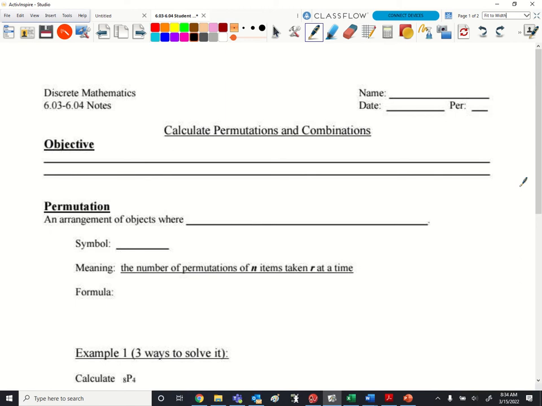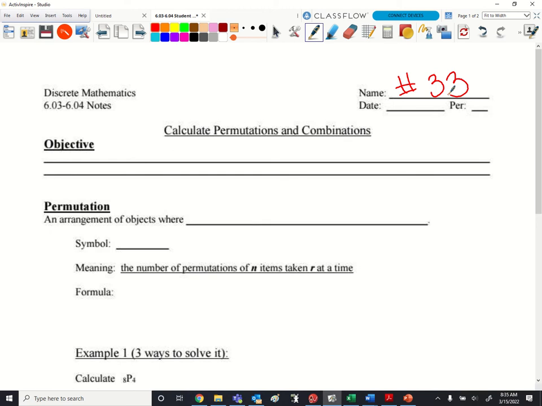Okay. All right. So we're on the notes. I'm going to give you the formulas for these things. So in our notebook today, this should be page what? 33, right? So everyone has 33 on their notes for this. 32 is going to be the homework, right? So calculate permutation and combinations.